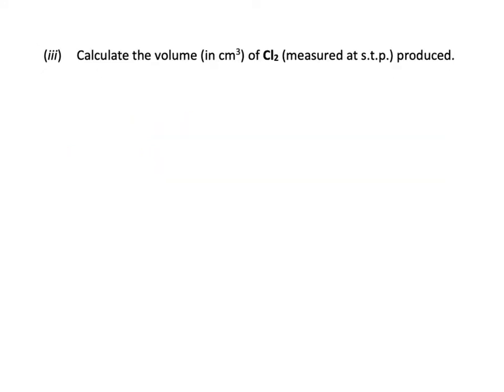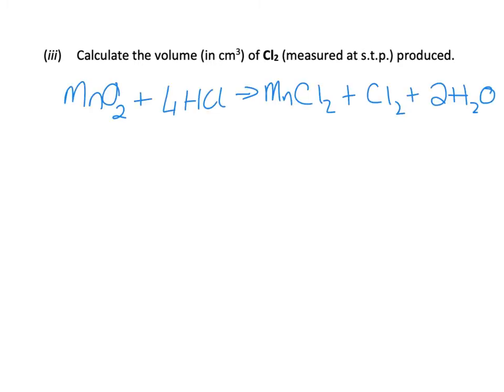The third part of this question is asking you to calculate the volume in centimetres cubed of chlorine gas measured at STP that's produced. Now, we all know that this comes back to ratios. So if I look at the ratio between my manganese chloride and my chlorine gas, I can see that it's 1:1. I know that we produced 0.0375 of my manganese chloride, so I must produce the same amount of chlorine gas.